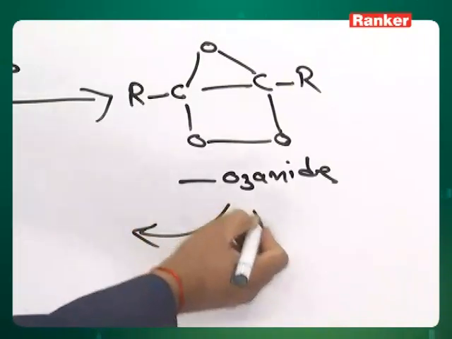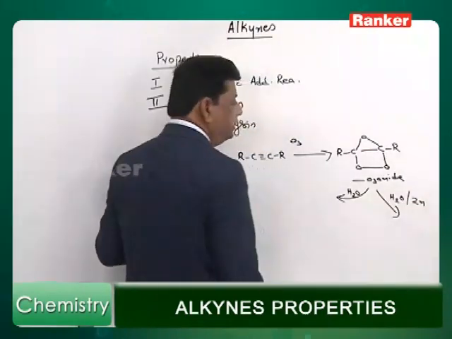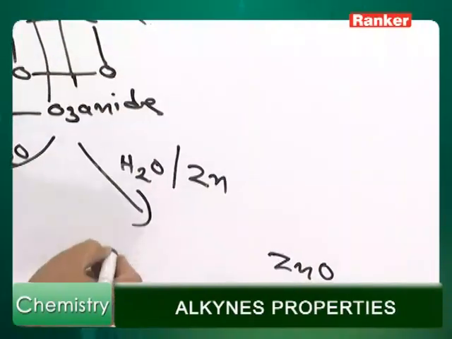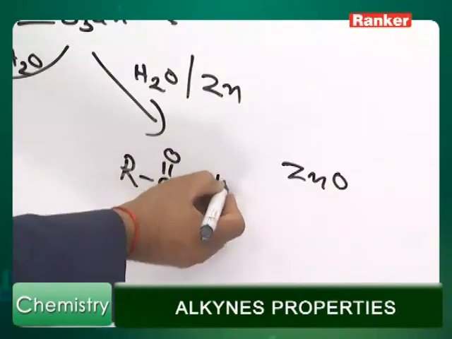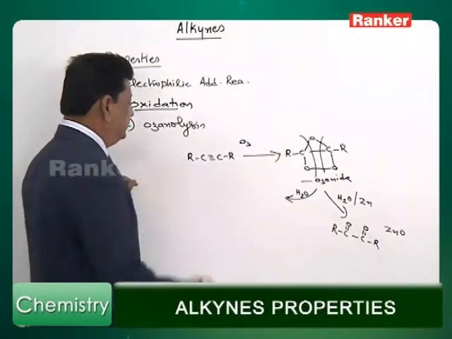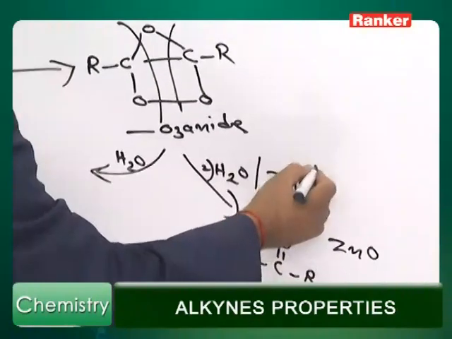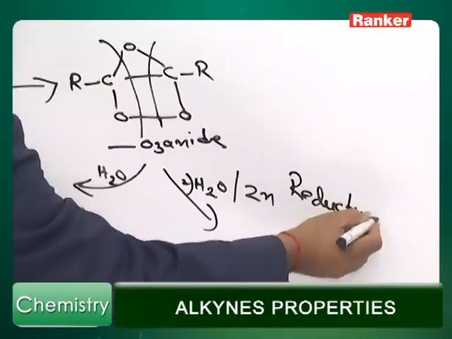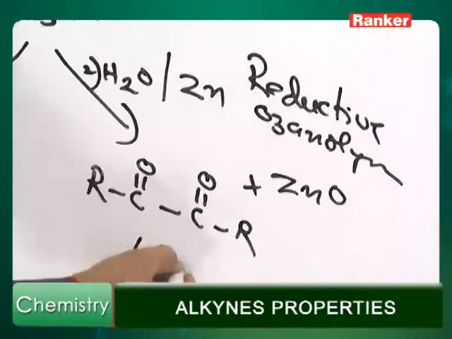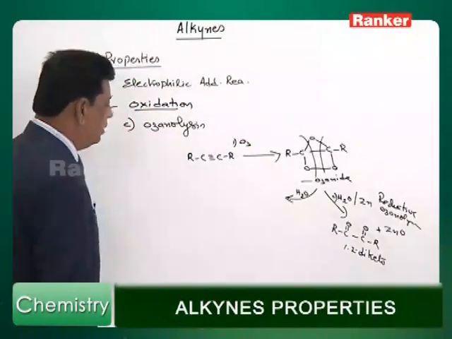Now, this ozonoid has 2 types of further reaction. One is only water, the other one is water with zinc. Water with zinc, when I use this, the nascent oxygen will go with the zinc forming zinc oxide. So, the alkyne is converted to diketone. This is similar to the alkaline KMnO4, diketone comes. Reductive ozonolysis, this process, first ozone then followed by water addition, is called reductive ozonolysis. So, reductive ozonolysis will give zinc oxide and the 1,2 diketone.